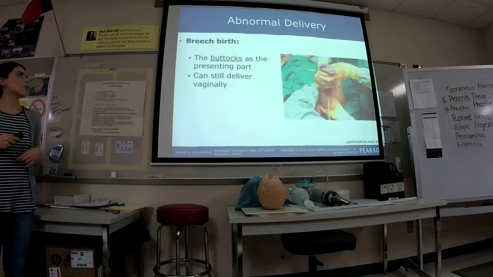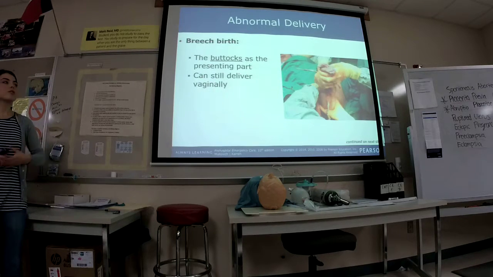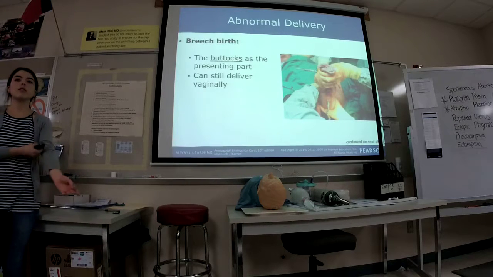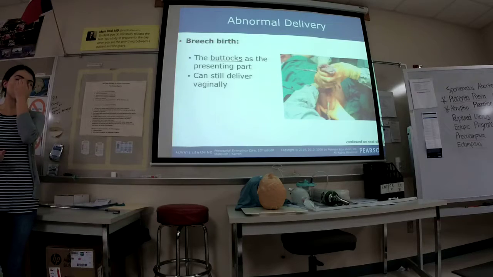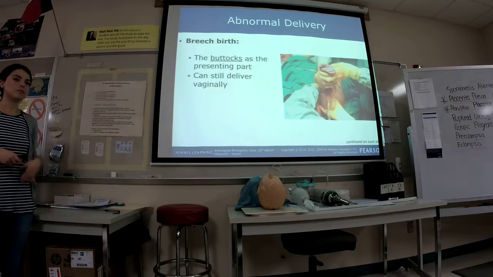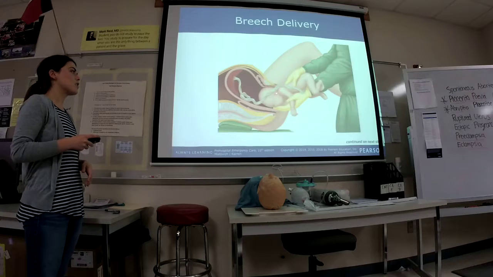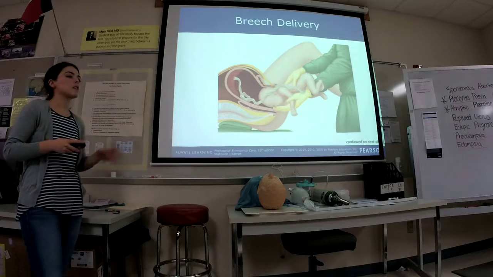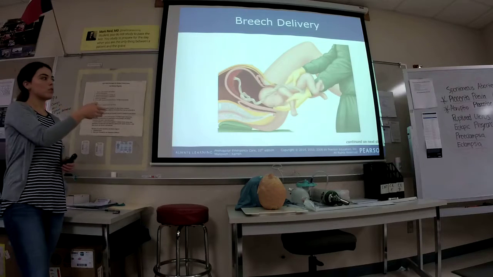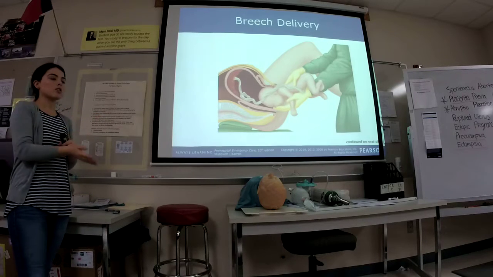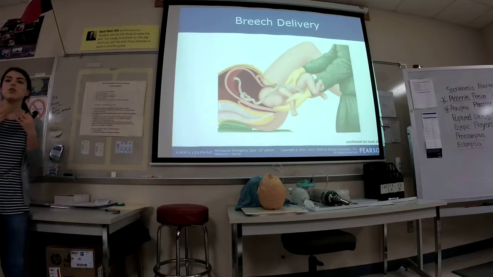Like I said before, with breech birth, that's whenever the buttocks are presenting first. With this, we can still deliver the baby vaginally. We just have to be extra careful whenever we're delivering the head, because sometimes once the shoulders are delivered, the head can be stuck. So what we're going to want to do is insert our hand in this V position to relieve that pressure on the baby's face.